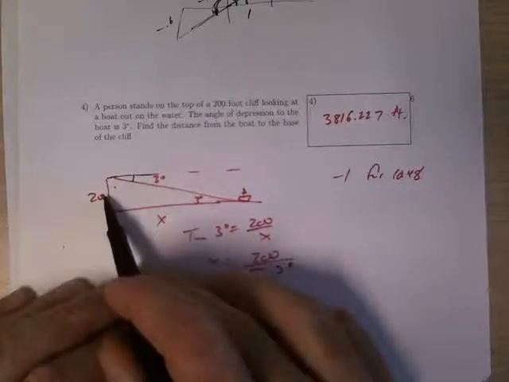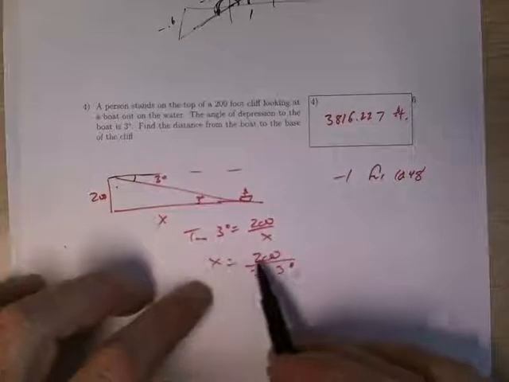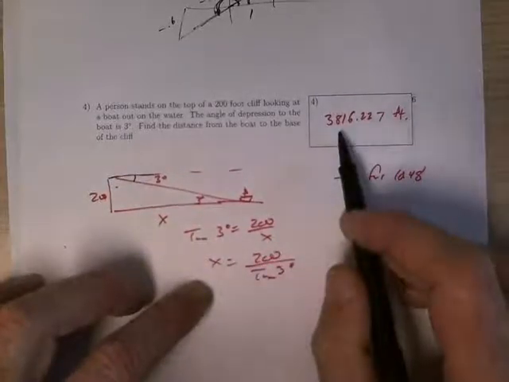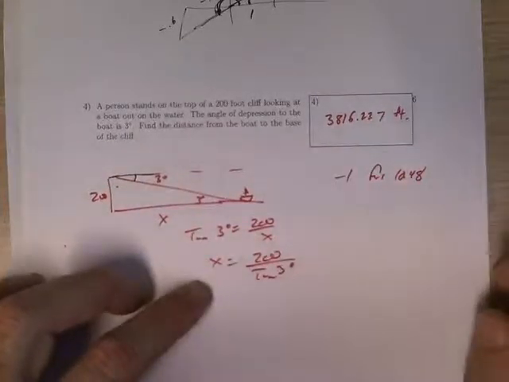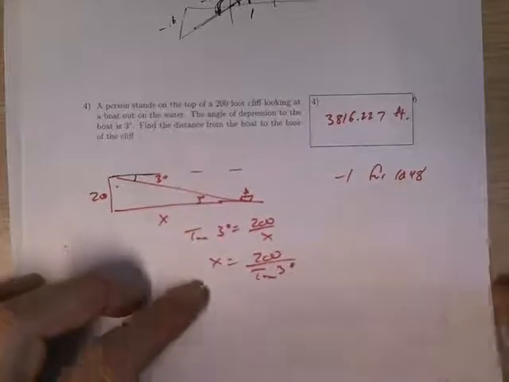Anyway, with it here, 200 over x is the tangent of 3 degrees. So solve for x. x is 200 divided by the tangent of 3 degrees, and you get 3,816.277. It's quite a bit different than, sorry, 10.48. So there's that one. Number 5.